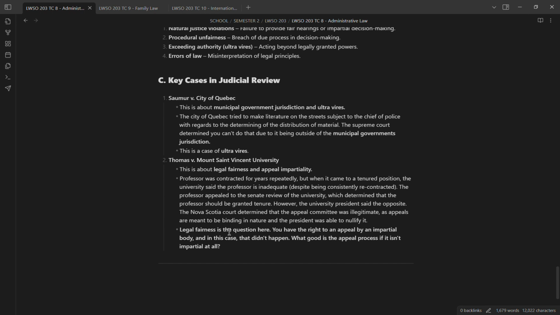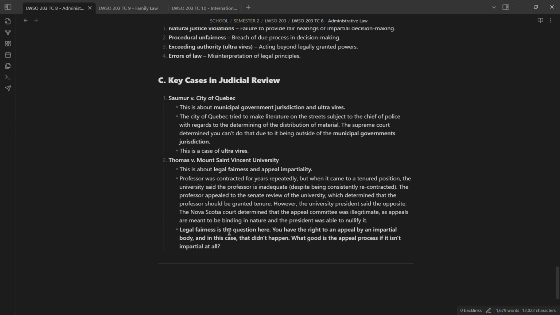So the City of Quebec essentially tried to make literature on the streets subject to the chief of police with regards to the determining of the distribution of material. The Supreme Court determined you can't do that due to it being outside of the municipal government's jurisdiction. This is a case of ultra vires. So again, essentially, chief police wanted to determine what can and can't be distributed publicly with regards to literature, and that is obviously outside of the City of Quebec's jurisdiction. Then we have Thomas versus Mount St.